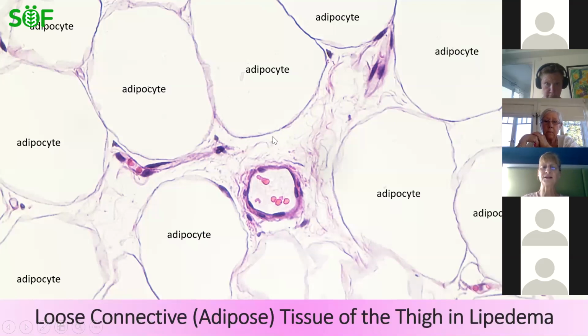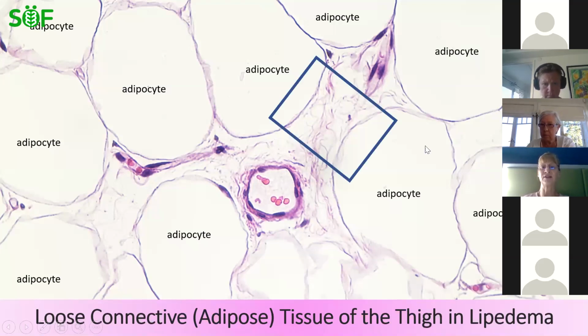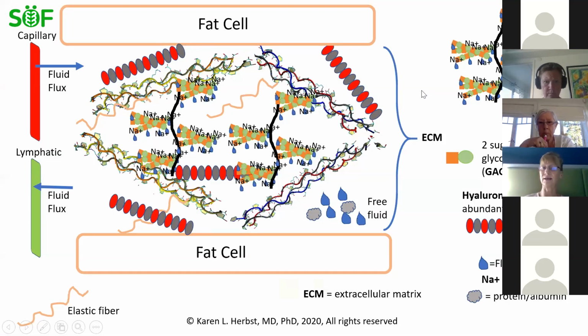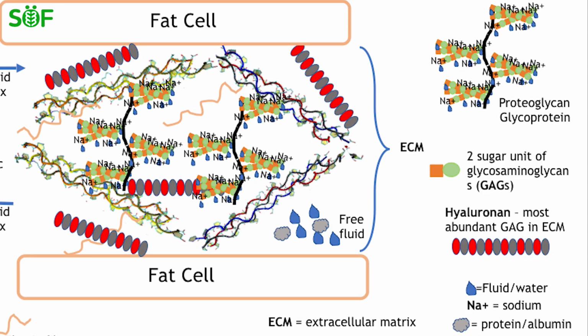And in that white space, we think is the fluid and also sodium and glycosaminoglycans. So here's that gel. I'm going to blow up this area right here and make it into a cartoon. I've done that here. It looks a little complicated, but here's one fat cell, here's another fat cell, and these are the collagen molecules here. This is our matrix. And here's some elastin fibers here as well. And in here are these glycosaminoglycans.